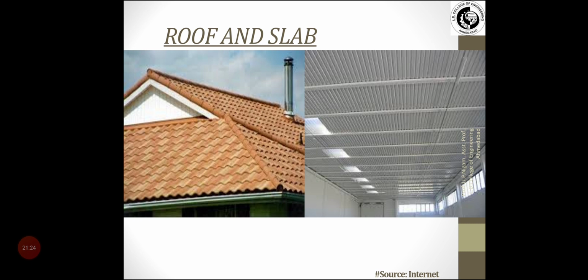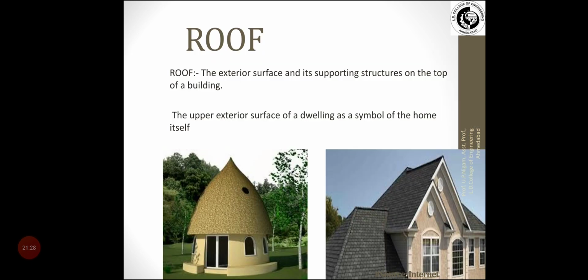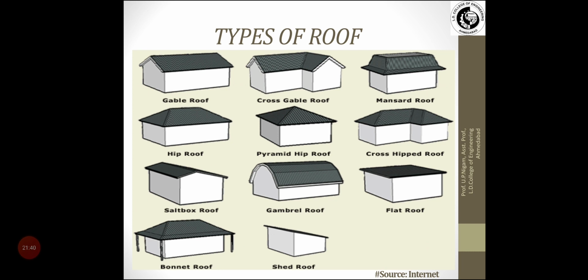Now roof and slab is also one of the important building components. So roof is nothing else but the exterior surface and its supporting structure on the top of a building. The upper exterior surface of a dwelling is a symbol of the home itself. So these are the different types of roofs.